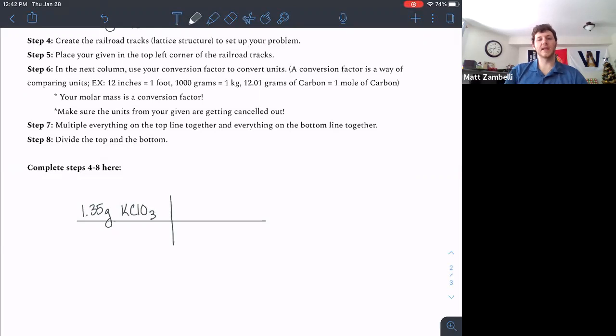All right, step 6 is where we get a little bit more complicated. It says in the next column, so we're leaving this spot blank. You don't need to put anything in here. Ignore it. It doesn't exist to us anymore. In the next column, so this is where our given went. The next column is going to be our conversion factor.